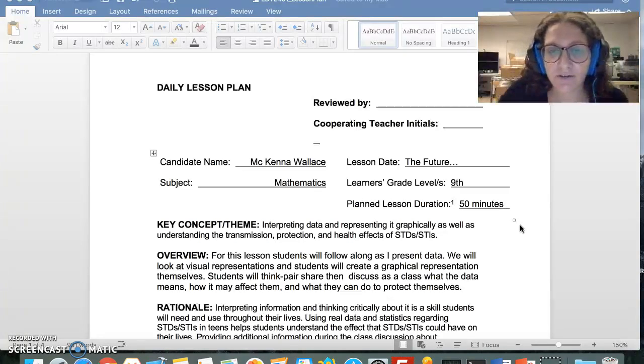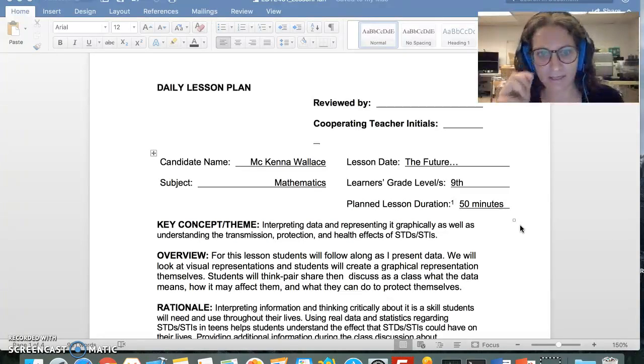So the lesson that I created was for math, and basically what we're going to do is interpret data and represent it graphically, and then we're going to use data and graphics from STDs and STIs and discuss the transmission and ways that we can protect ourselves from getting them.